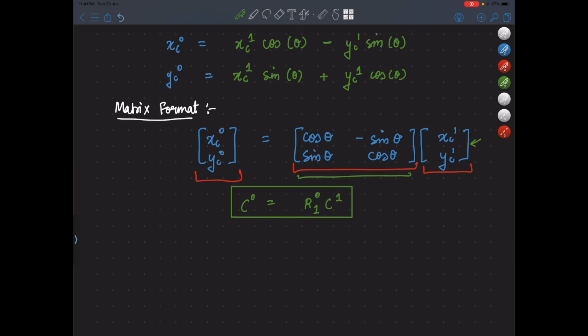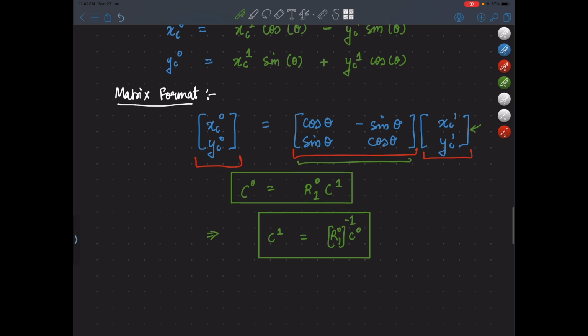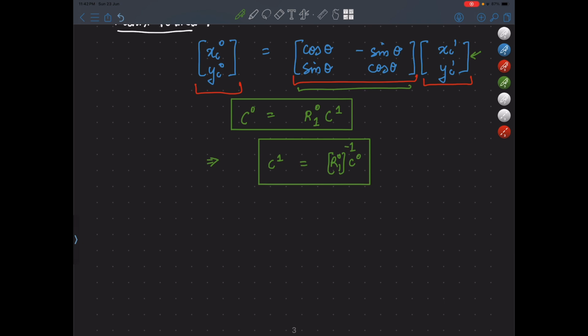Now, sometimes it might happen that you know the coordinates in the base frame, so you can just take an inverse and you'll get the same thing. So it turns out that this R10, the frame 1 with respect to O, this rotation matrix is an invertible matrix, so you can always find an inverse.